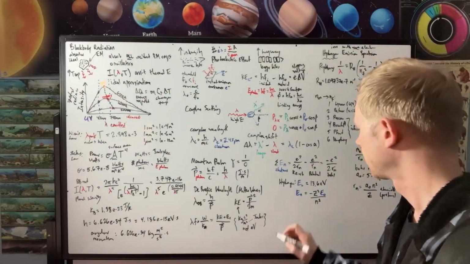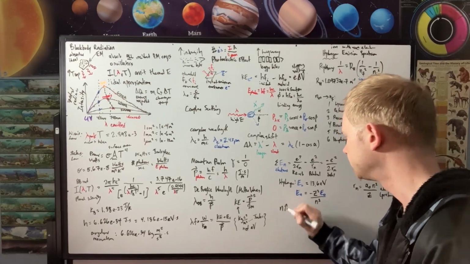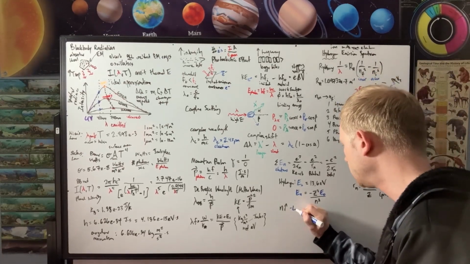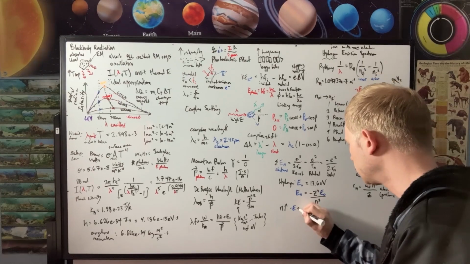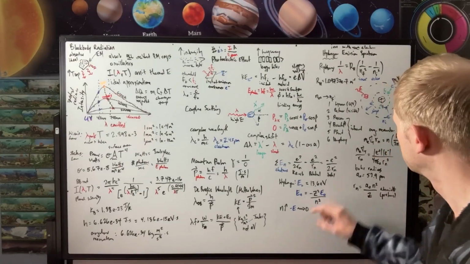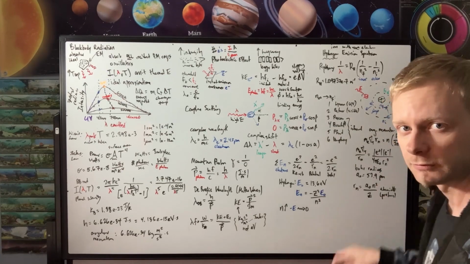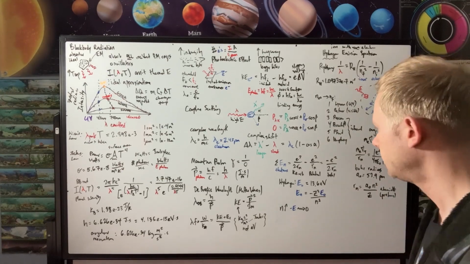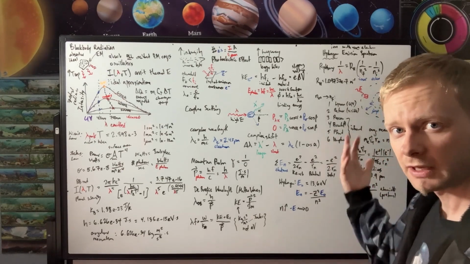Now we can see that as we increase the n, we get a negative E that is approaching 0. What that means is that as the electron gets further and further away, it requires less and less energy to be removed from the atom.